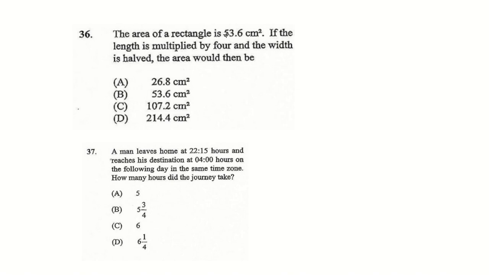Area for a rectangle is 53.6 if the length is multiplied by 4 and the width is half. It was 107.2. That's a repeated question. A man leaves home at 2215 hours and reaches his destination at 400 hours on the following day in the same time zone. How many hours did it take?